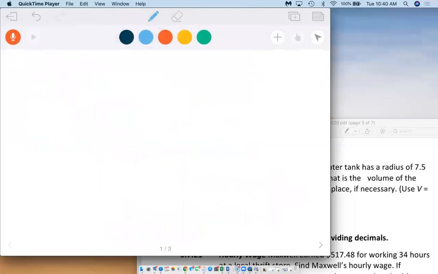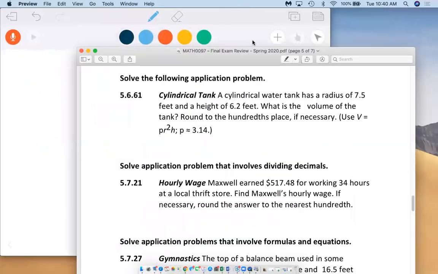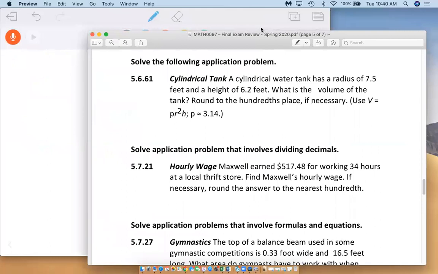All right, so let's look at the next one. Here we have: solve application problem that involves dividing decimals. Now, again, I want to point out, it tells us here that we're dividing. It will not tell you that on the exam, so please pay close attention to the wording to make sure you know if you're multiplying, dividing, or adding or subtracting. So here we're looking for the hourly wage. Maxwell earned $517.48 for working 34 hours at a local thrift store. Find Maxwell's hourly wage. If necessary, round the answer to the nearest hundredth.